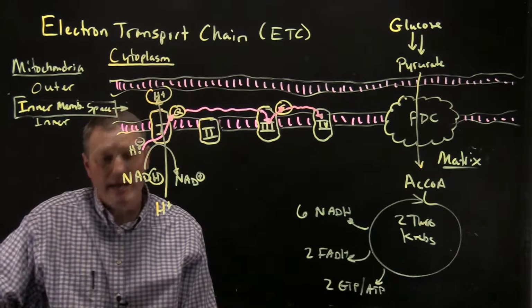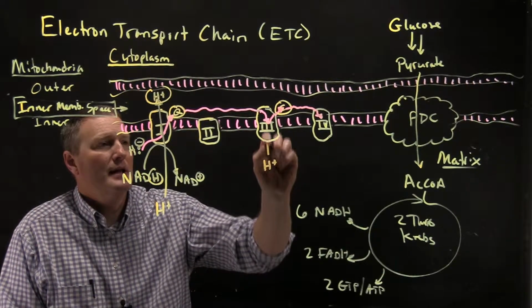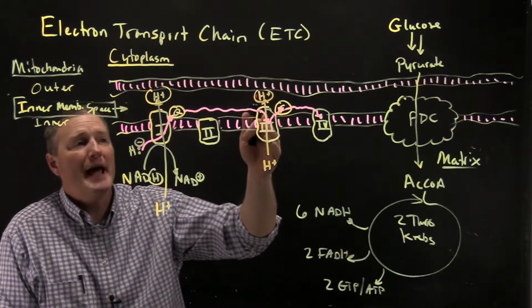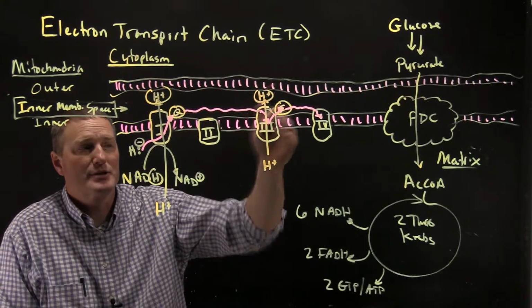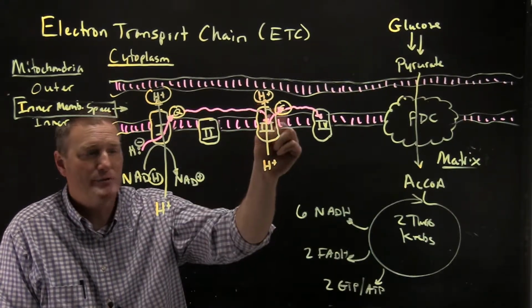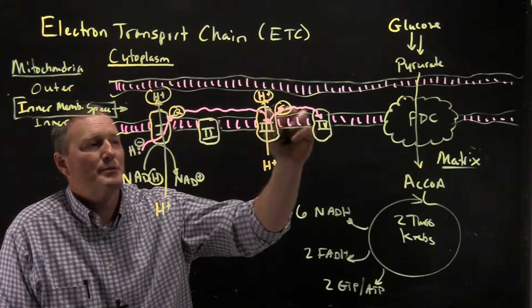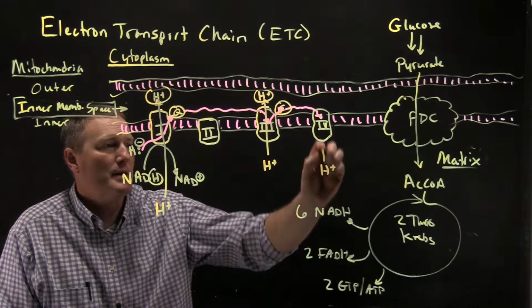Now, at each of those stages, complex 3 is going to take another proton and pump it into the inner membrane space. But that's only going to happen when complex 3 now gives its electrons to cytochrome C. So it actually really happens at this interface. Also, when cytochrome C dumps its electrons off to complex 4, another proton is pumped.